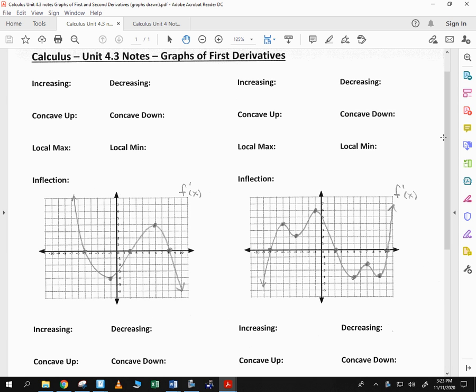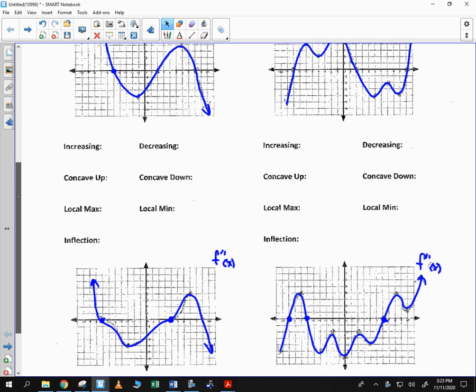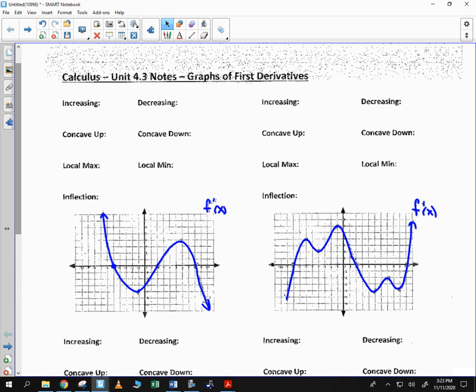As I print this document, which is a scanned document, as a PDF, when I print it as a smart notebook, I don't get the best results. So I copied over it with blue marker, doing my best here. But let's talk about when you look at a graph and you're looking at first derivatives and second derivatives.